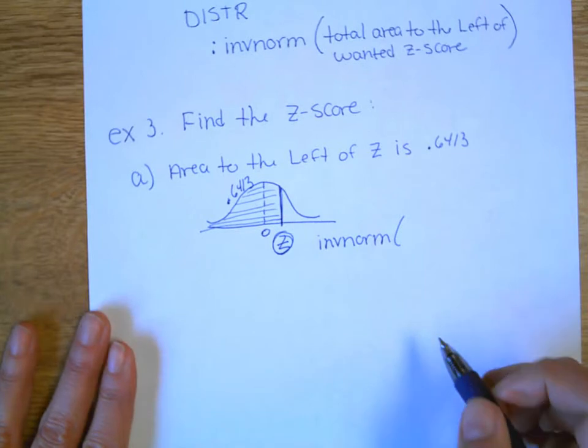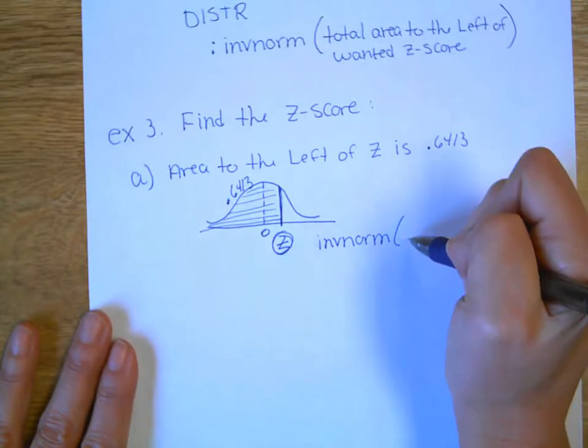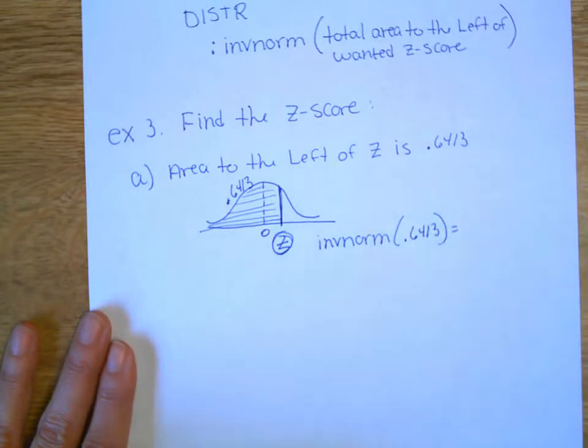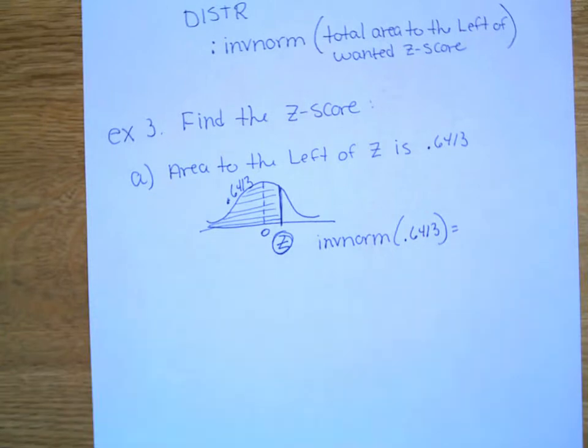So, I'm going to use inv norm to get this z-score. And all I need to know is my total area to the left. Do I know the total area to the left? Yes, because that's what they gave me. So I use inv norm of 0.6413. This will give me the z-score. 0.3619. And z-scores usually go out 2 places, just like the table, out to the hundredths place. So 0.36. Areas go out 4, z-scores go out 2, just in tradition.